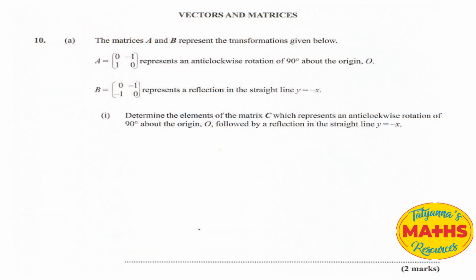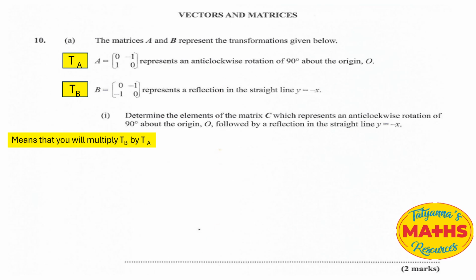Question 10, the matrices A and B represent the transformations given below. A is the anticlockwise rotation of 90 degrees about the origin O, and B represents a reflection in the straight line y equals negative x. Determine the elements of the matrix C. Let's understand that we have transformation A, transformation B.